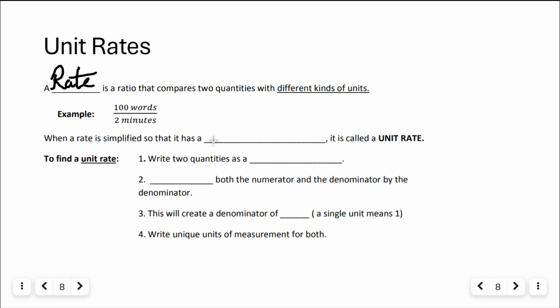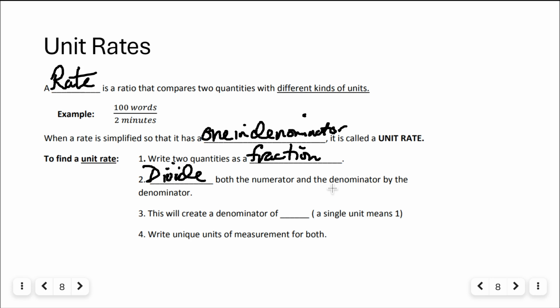When a rate is simplified so it has a 1 in the denominator, it's called a unit rate. So to find the unit rate, you write the two quantities as a fraction. You divide. Let's divide both the numerator and denominator by the denominator. And that creates a denominator of 1. A single unit means 1. And then write the unique units of measurement for both, and then you'll have your unit rate.